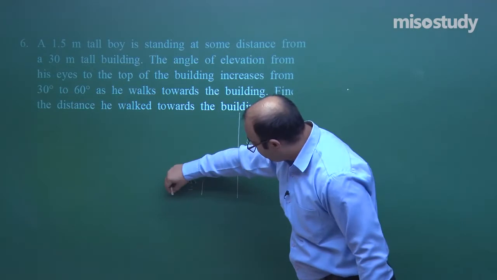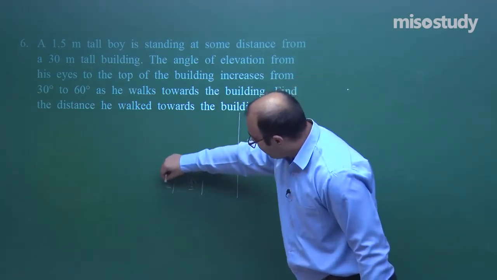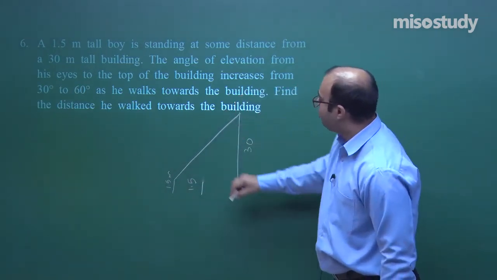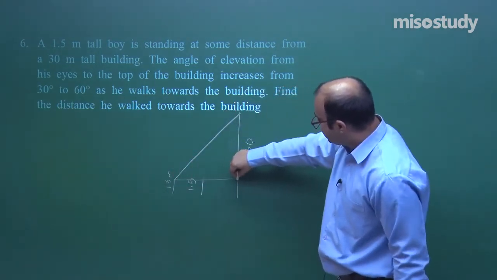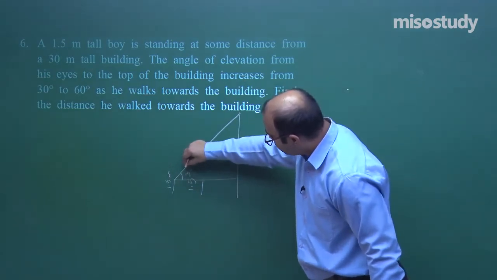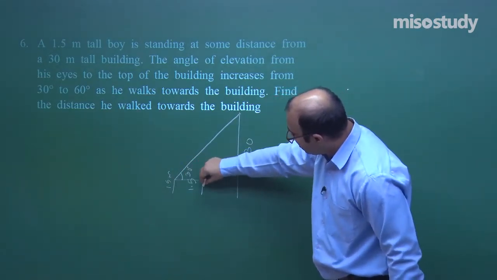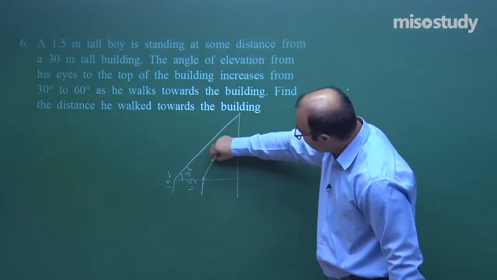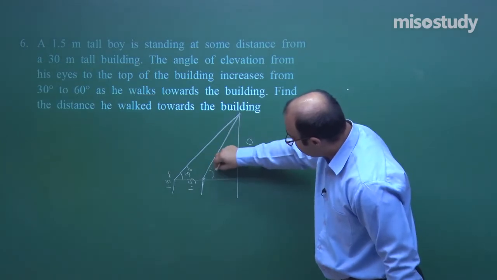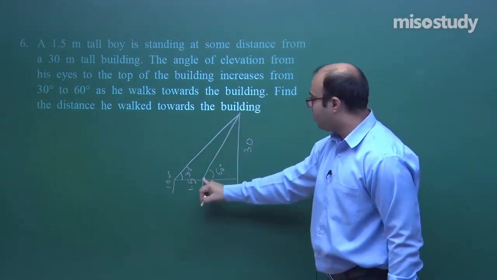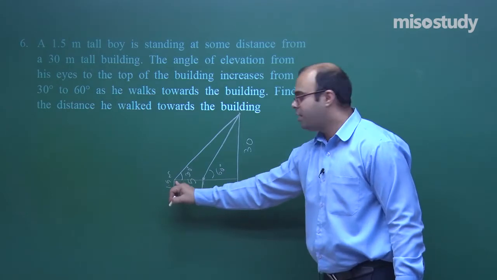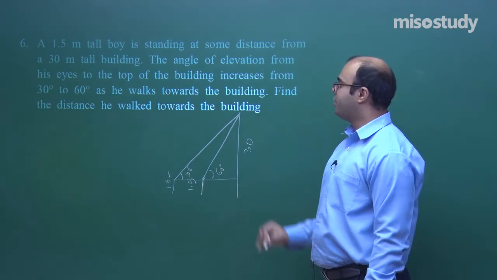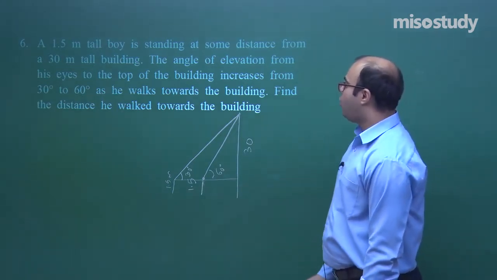So, earlier the person may be here, that is of 1.5. Here he was seeing the top of the building at an angle of elevation that was 30 degree. Now, that same person walked towards the building, and here when he is seeing, the eye is at the head of the person, it is 60 degree. This is the eye of the person, this is also the person when he was standing earlier. Now, he moved here and he is standing here, the angle of elevation is 60 degree. Find the distance he walked towards the building.